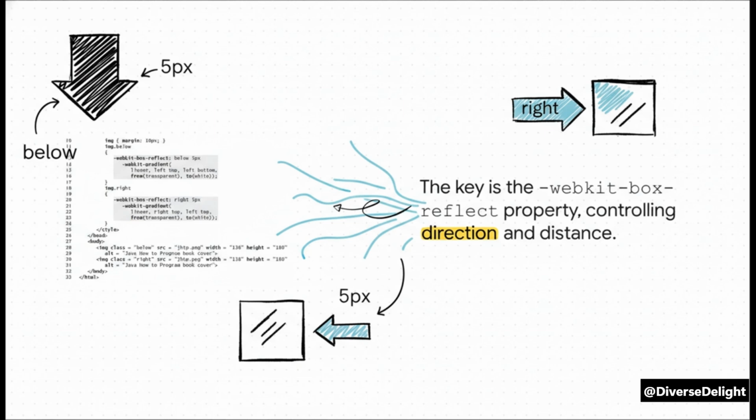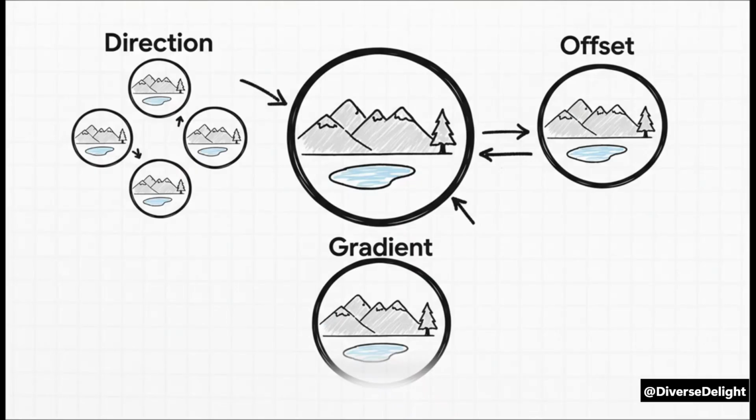And looking at the code, it's pretty straightforward. That first word, below, just tells the reflection where to show up. And that 5px, that just creates that little bit of space between the original image and its reflection. And the great thing is you have total control. You can set the direction to be below, to the right, to the left, wherever you want. You can adjust that offset to be bigger or smaller.